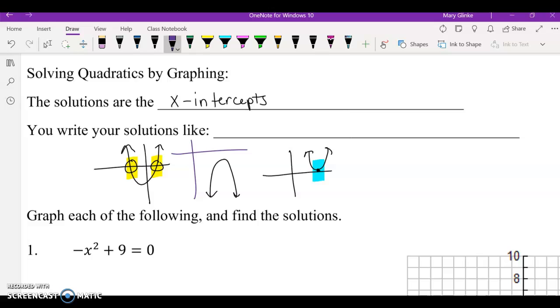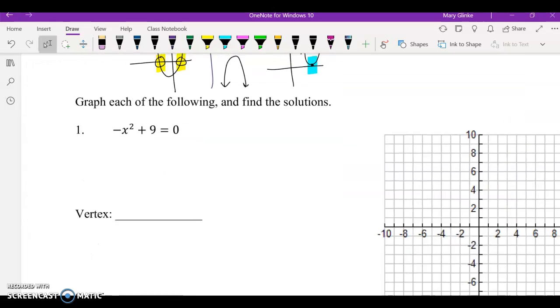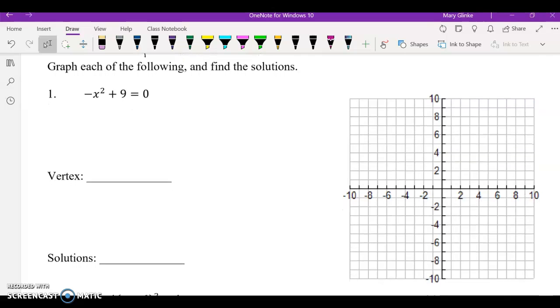In order to actually write your answers, x-intercepts are written as points, so some number comma 0. But in order to write your solutions, we're actually looking for the answer to an equation. So we're going to write all of our solutions like x equals some number. So in order to find our solutions, we graph it, we find our x-intercepts, and we write our answers as x equals the number. So let's go ahead and take a look at this first one.